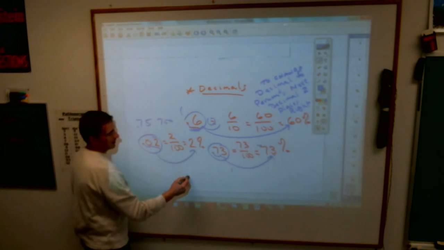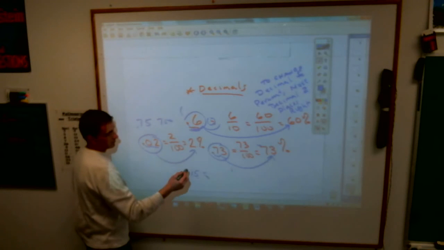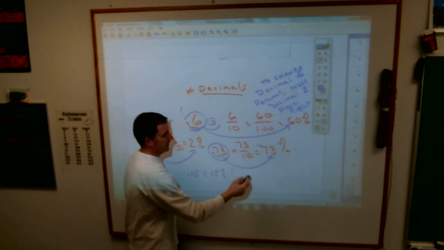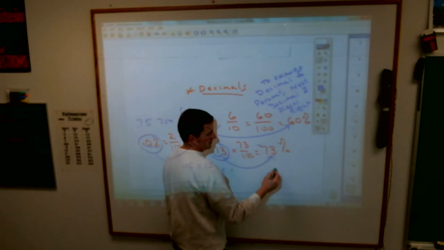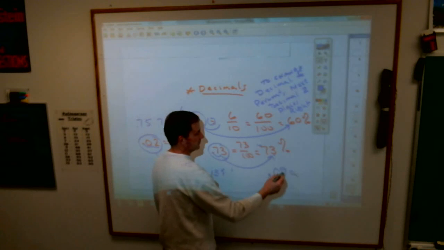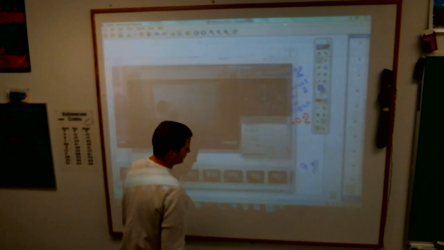So if you had 0.15 as a percent, that is, move the decimal 2 places right, 15%. If I had 0.09, what percent is that? 9%. That's probably a simpler rule for it.